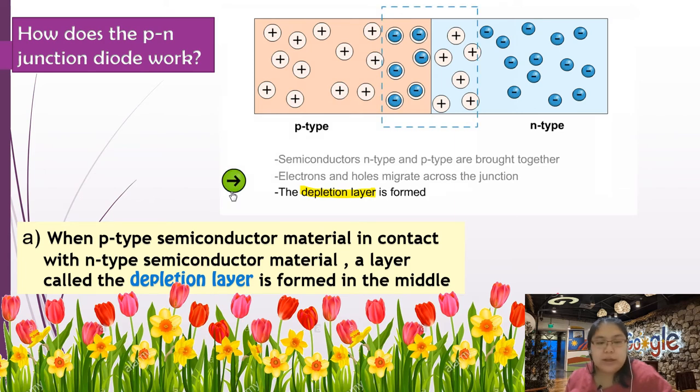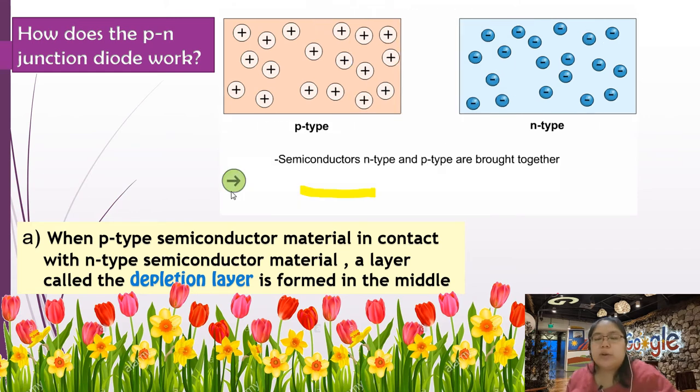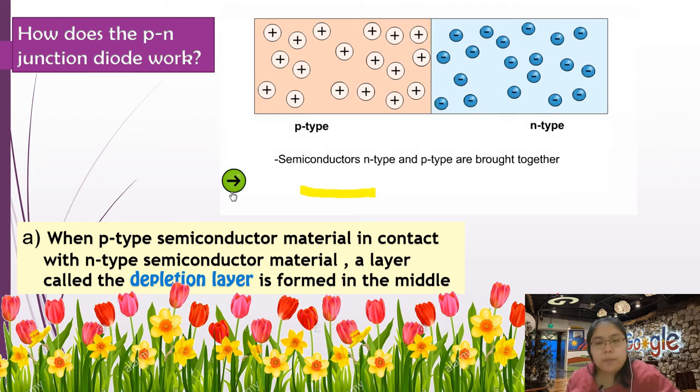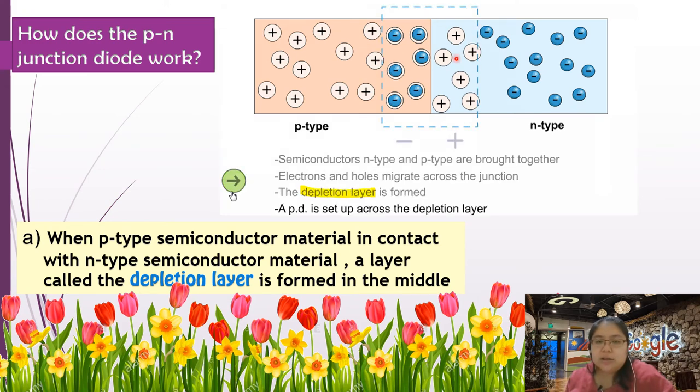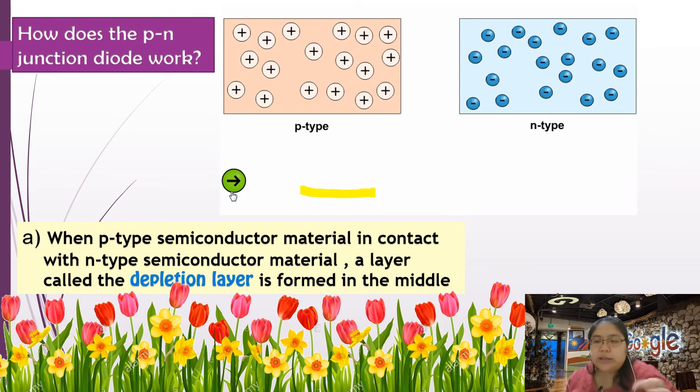So from here, we find the PD, PD means potential difference, set up across the depletion layer. So from here, they just want to explain two types combined together. After that, the charge carriers will start to move, and they create a junction at the center. So this one we call a depletion layer, or you say p-n junction. Finally, they create the voltage for this one junction.